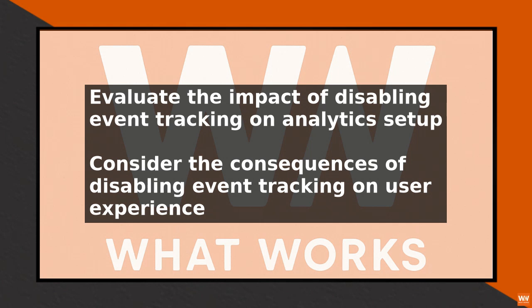In conclusion, disabling Google Analytics event tracking can be done by modifying the tracking code on your website or by using the Google Analytics debug mode. It is essential to carefully evaluate the reasons for disabling event tracking and consider the potential consequences on your analytics setup and user experience. By following these steps and best practices, you can effectively disable Google Analytics event tracking and maintain control over your website's data collection and analytics setup.